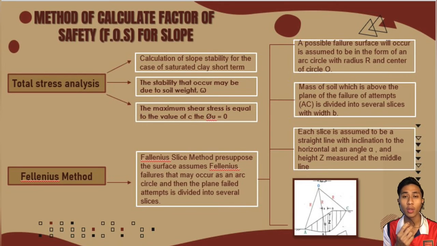Then the mass of the soil which is above the plane of the failure, AC, is divided into several slices with width B. And this method is used when the slope is likely to be neglected or abandoned for a long time frame. Each slice is assumed to be a straight line with inclination to the horizontal at an angle A, and height Z is measured at the middle of the line.